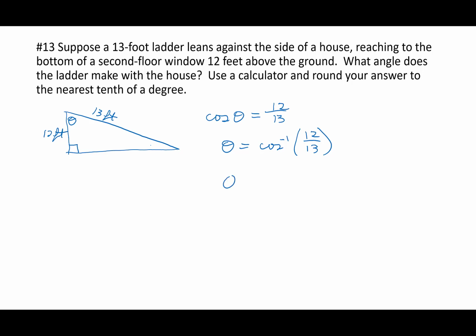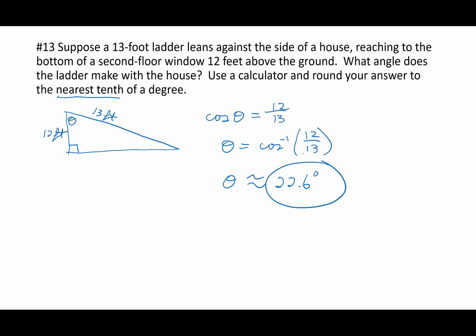I worked this out earlier. So theta is approximately equal to... be really careful to round where you should round to. In this case, it would be the nearest tenth, which is 22.6 degrees. Okay, so this is our angle that the ladder makes with the house, 22.6 degrees.